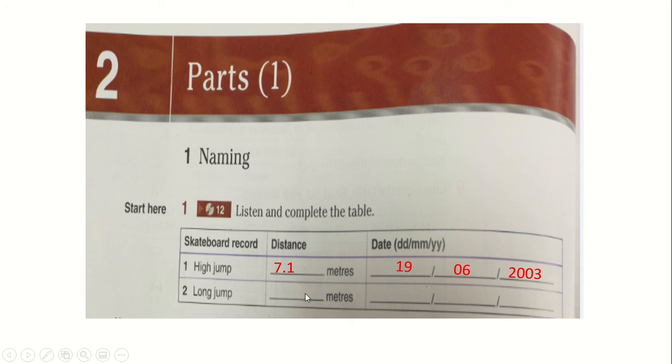Let's check number 2. The world record for a long jump on a skateboard is 24 meters.